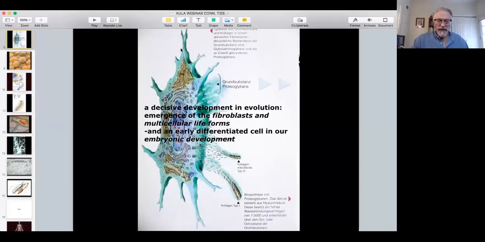All right. So just to recap what I said a moment ago, this is the cell that produces the fibrous matrix of the connective tissue that holds us together. When this cell first appeared in the process of the long chain of evolutionary developments, the arrival of this cell, the fibroblast, was a decisive development in evolution. The emergence of the fibroblast was absolutely critical in the capacity to form multicellular life forms. And this same cell is a very early differentiated cell in our embryonic development.